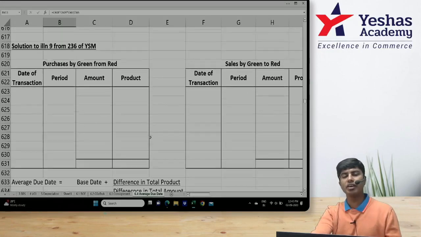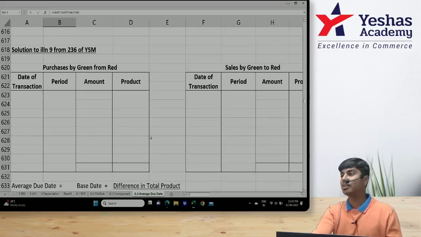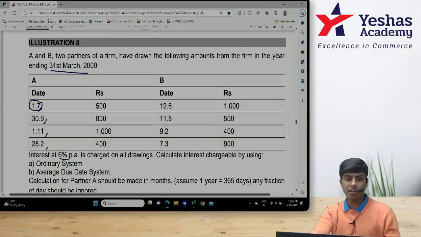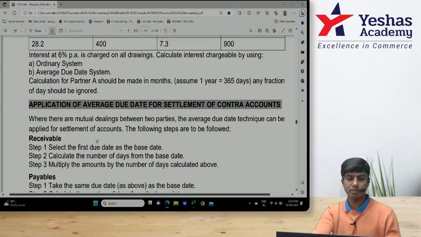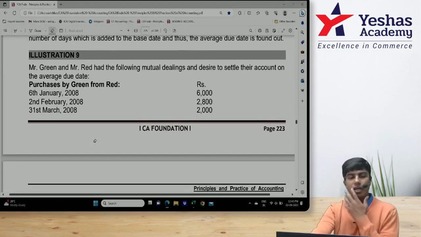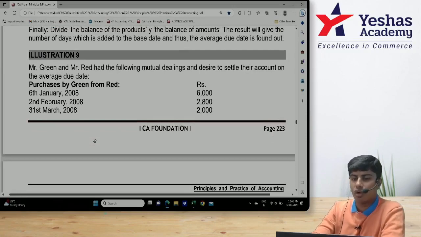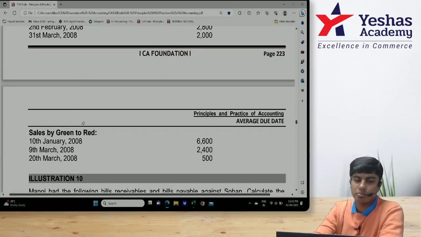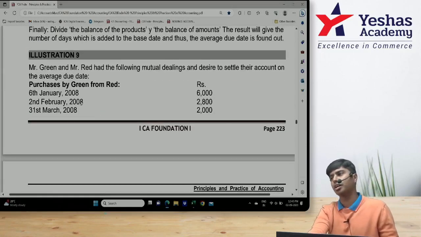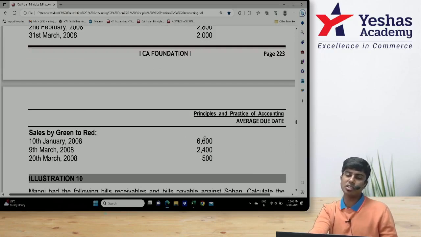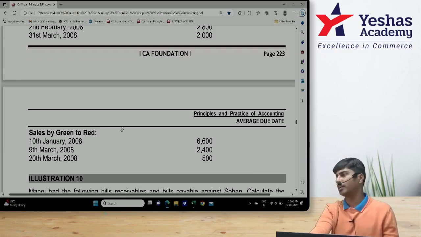9th one is similar to the one that we did then. We did X and Y. X sold goods to Y, Y sold goods to X. Similar to that is Green and Red. Come on, let us solve question number 9. Question number 9. Green and Mr. Red had the following mutual dealings. Purchases by Green from Red. Sales by Green to Red. So we'll write one table for the 6,000, 2,800 and 2,000. We'll write one table for 6,600, 2,400 and 500.